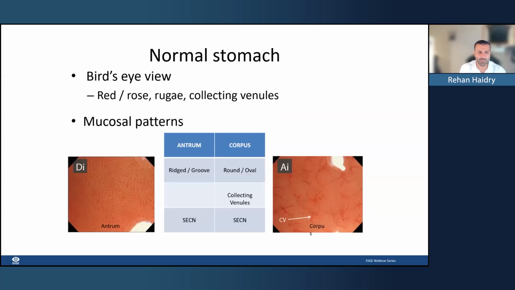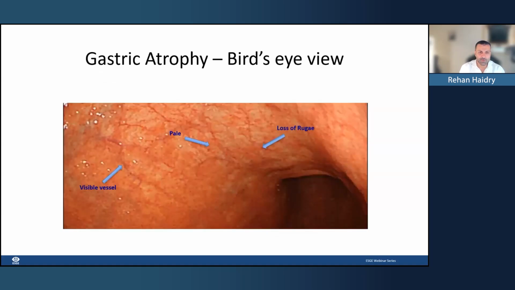And it's really important that, again, as I said, we know what normal looks like. In the antrum, the tissue is very, very different from, for example, the corpus. So we have these ridged, almost sort of metaplastic mucosae, whereas in the corpus, we have slightly different pit patterns. So gastric atrophy is something that we underdiagnose. In the bird's eye view, you will see this slightly pale, a loss of the folds of the stomach.